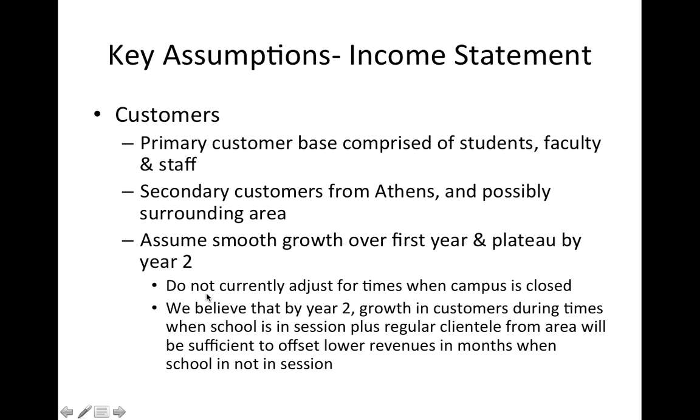We didn't in this model adjust for the times when the campus is closed in the annual stuff. But we're thinking that since we've not accounted for any growth in customers during the time when it's in session, we've not accounted for the regular clientele, and we've not accounted for the fact that we would actually be open more days of the week starting in year two, all of those together on an annual basis would more than offset the revenue from those months. However, we may want to model that at some future date. Just have not done that right now.